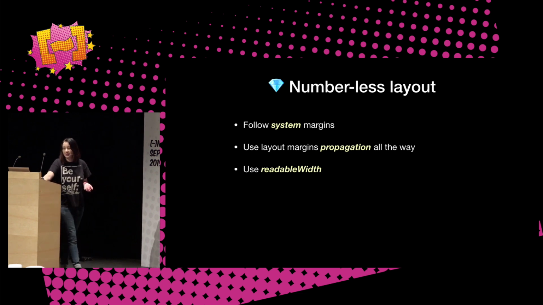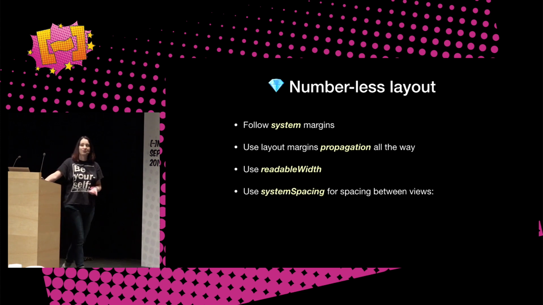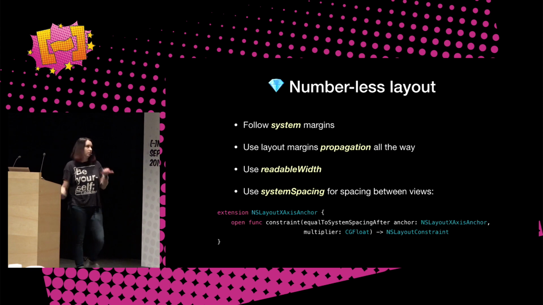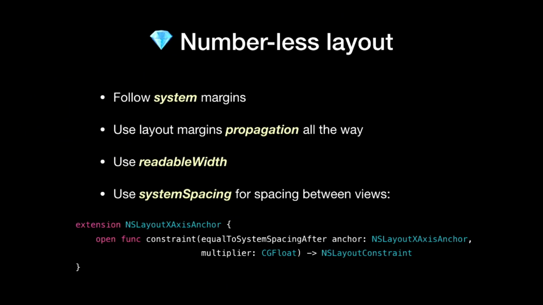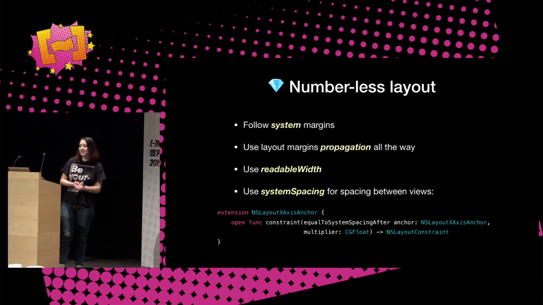And little icing on the cake, what about spacing? There is a system spacing as well. So there's an anchor that you can use called constraint equal to system spacing after. And if you use that, you will get a system value of spacing between the two anchors that you connect with this. And you can have a multiplier saying like half the spacing or double, triple, and so on. So that can be pretty nice.